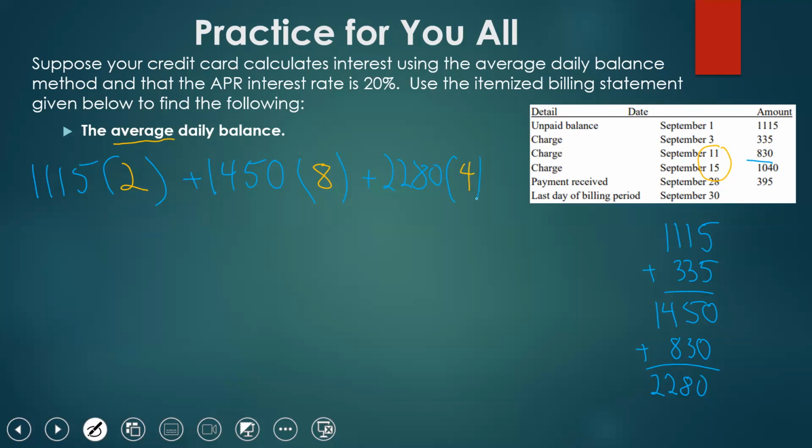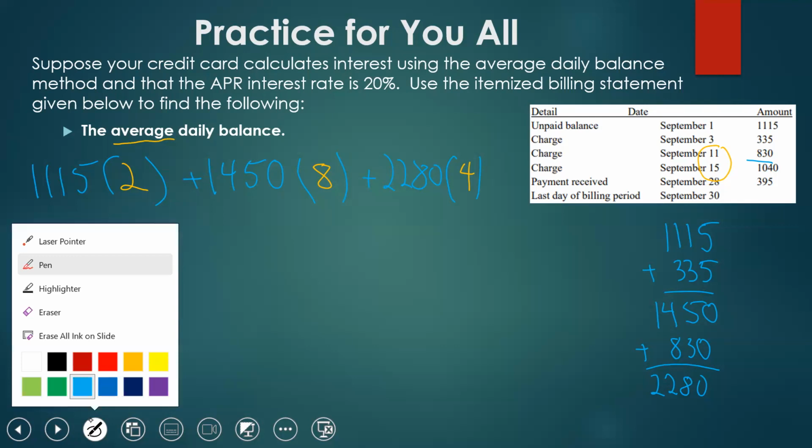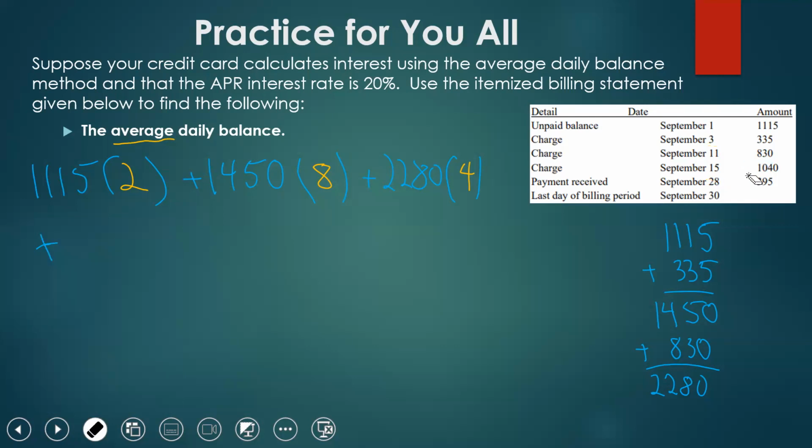And then we'll just continue on from there. So the next thing that we see on September 15th, there was another charge on the account, a rather large one this time of $1,040. So we'll add that on to the current balance we're sitting at, which is 2080 plus the 1,040. If we add those two together, we get that the current balance at this point in the month would be $3,320.